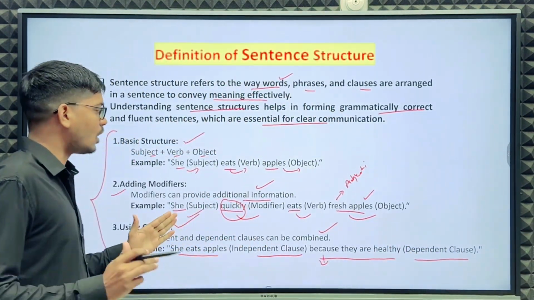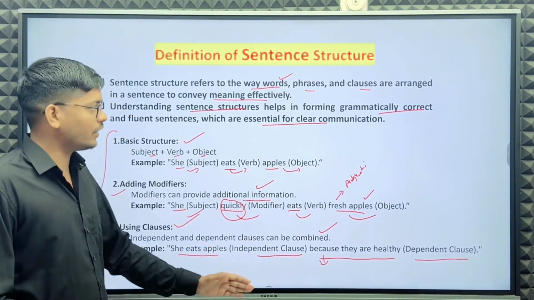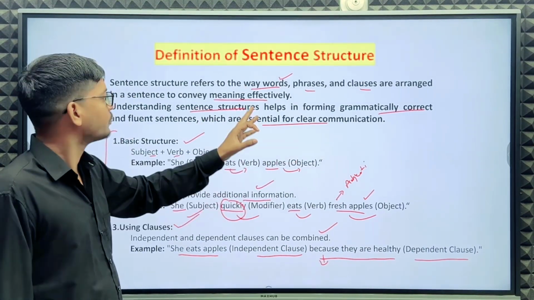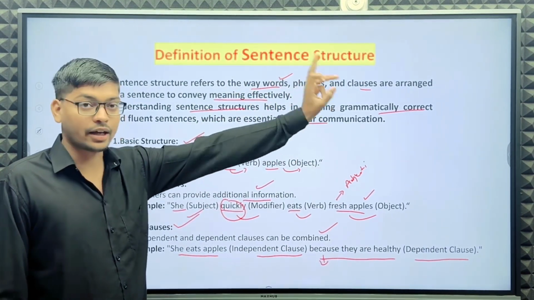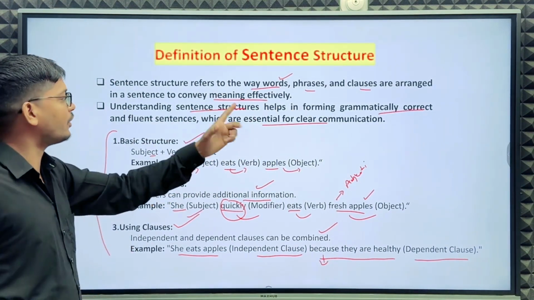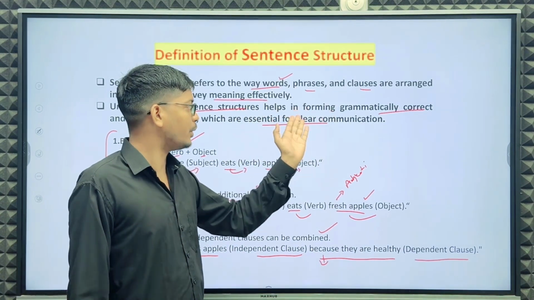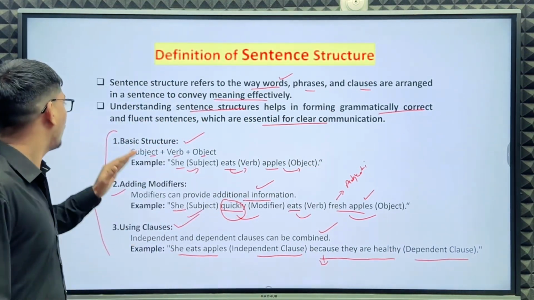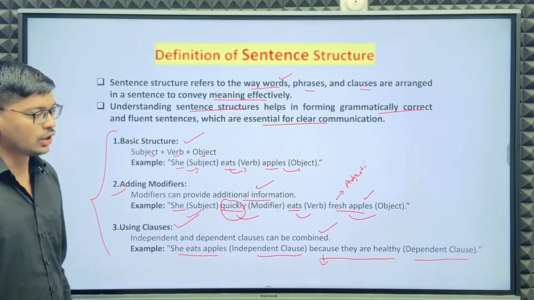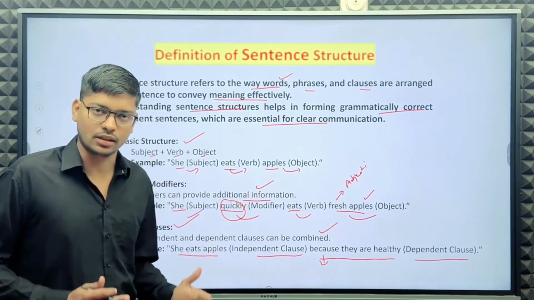So I hope you understand the definition of sentence structure. Sentence structure refers to the way words, phrases, and clauses are arranged in a sentence to convey meaning effectively. Understanding sentence structure helps in forming grammatically correct and fluent sentences essential for clear communication. So let's move on to the types of sentence structure.